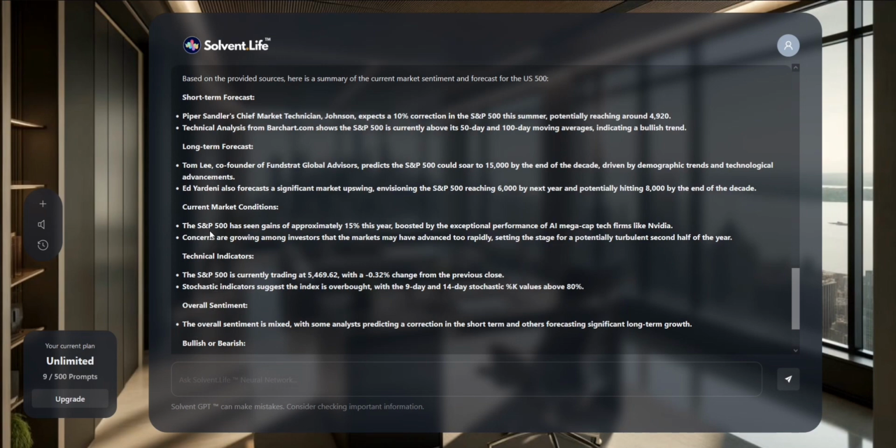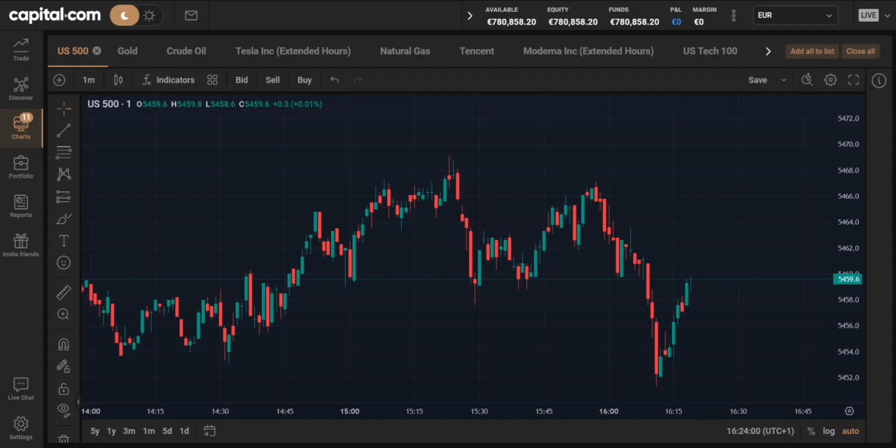So in this case, we can see that for the short-term forecast, the Piper Sandler's chief market technician expects a 10% correction in the S&P 500 this summer, potentially reaching around 4920. So currently, they think it's overvalued. So the overall sentiment today is mixed, with some analysts predicting a correction for the short term and others forecasting a significant long-term growth.